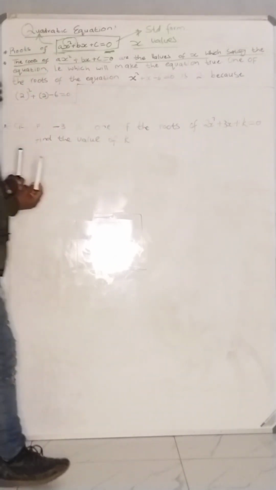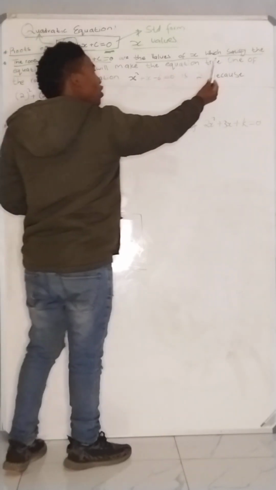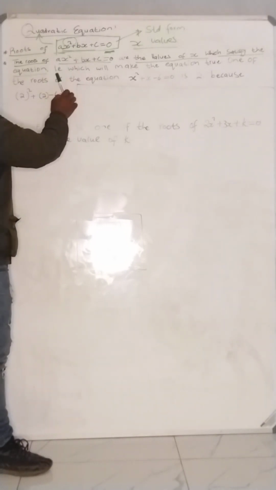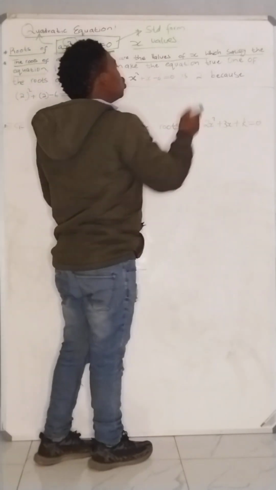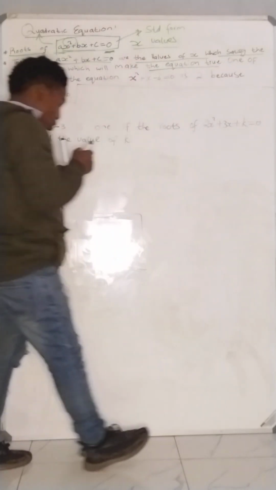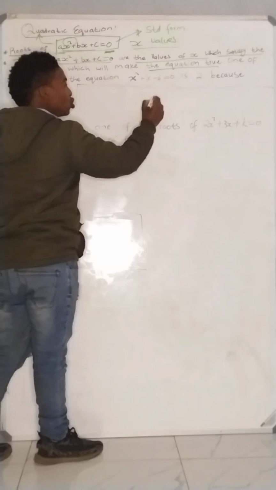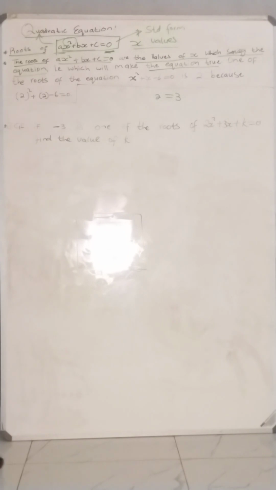When they refer to the roots of that equation, that's simply implying that they're looking for the x values. All right, remember that. And which x values? The x values that satisfy the equation, not just any x value. What do we mean by that? We mean the x values which will make the equation true. Just a quick example: if I say to you 2 is equal to 3, that is not true.